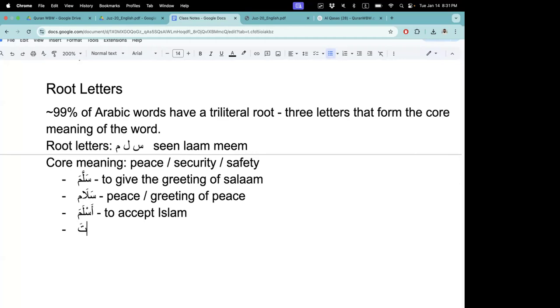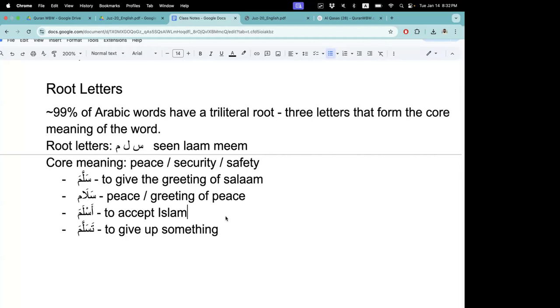Tasallama, which means to give up something. That means the thing that you have surrendered or given up has now attained a state of security. The same root letters you will see: sin, lam, mim, sin, lam, mim. With additions before or after or in between, but those three letters you will find again and again. This is the main idea.